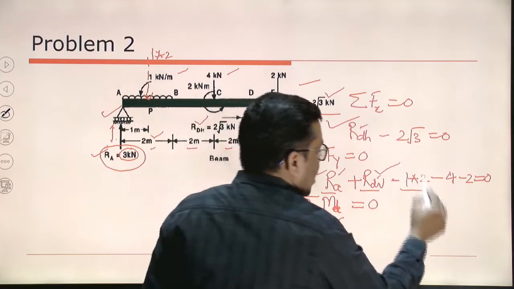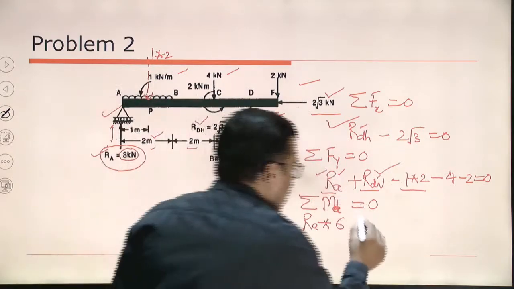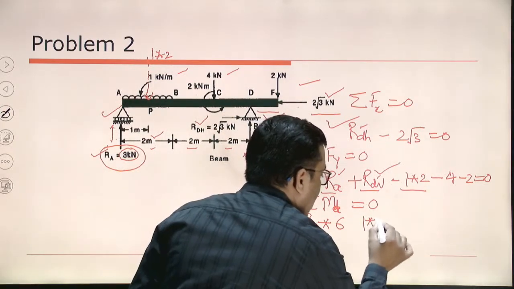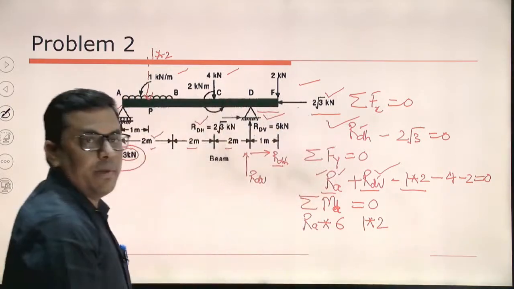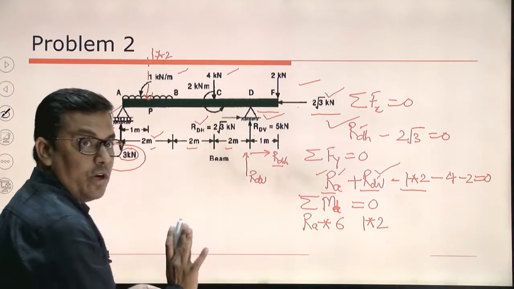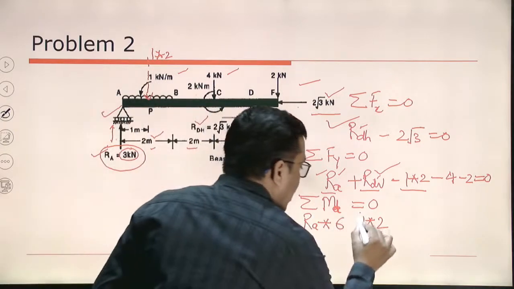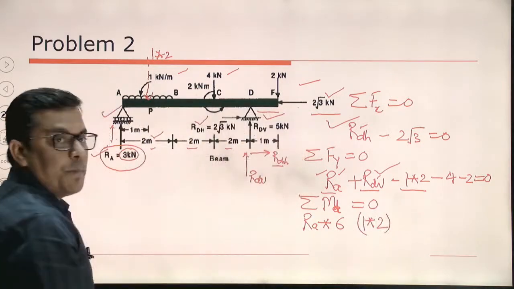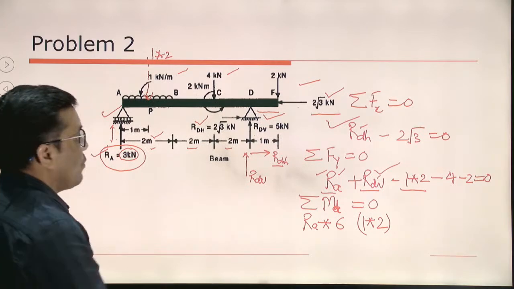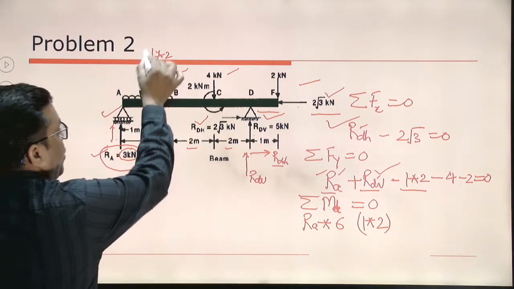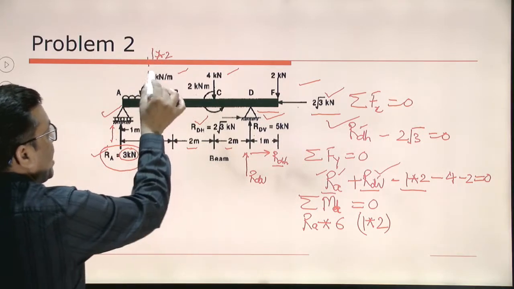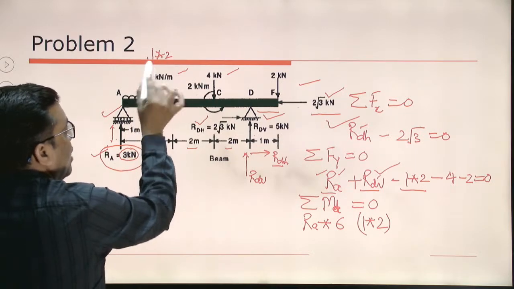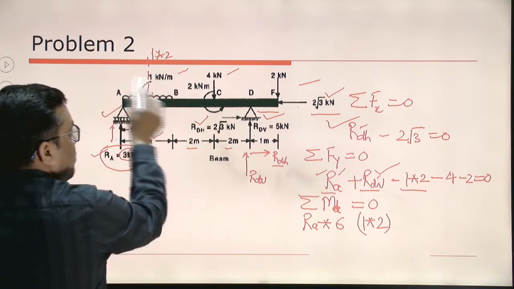Now I am coming to the UDL, 1 into 2. My way is that I first write the load. So 1 into 2, this is the load, this is not the moment. What is the perpendicular distance of this load from point D? Let's look between A and B, 1 into 2. This is the net effective load of this UDL.